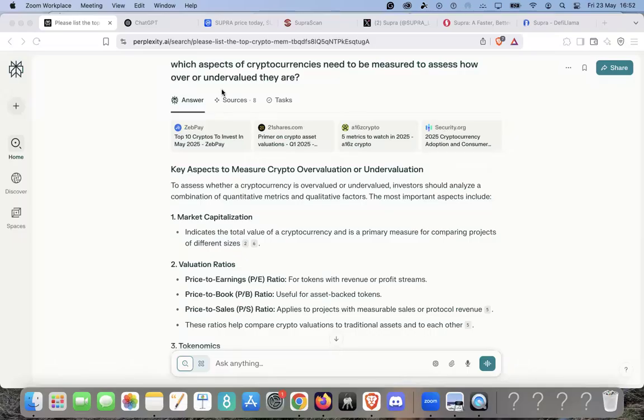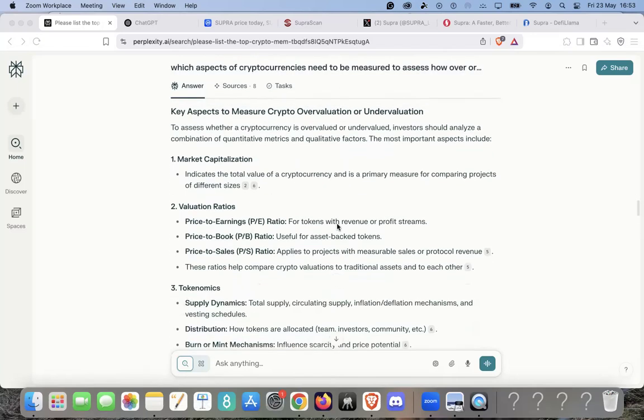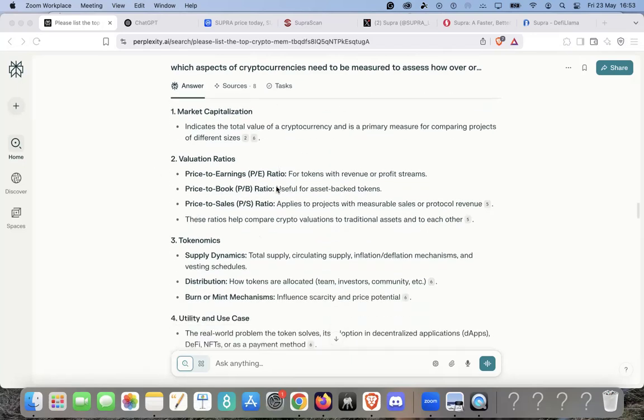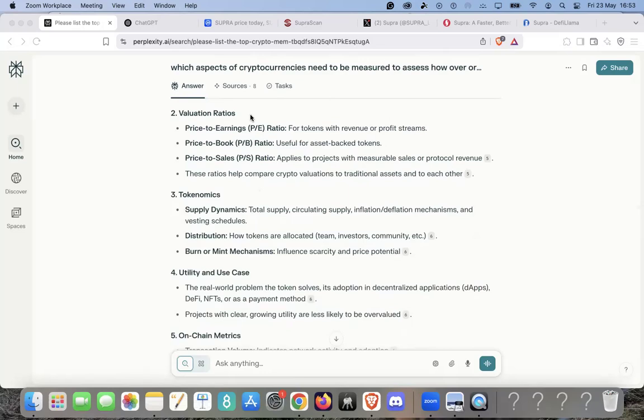So the first thing I did was go onto Perplexity AI, which I think is a phenomenal resource. And I asked, which aspects of cryptocurrencies need to be measured to assess how over or undervalued they are? So here we go. The market cap. Now, I talk about this a lot, so we don't really need to cover that. Valuation ratios. So you've got price to earnings, price to book, and price to sales.